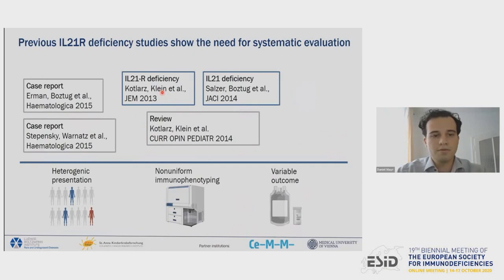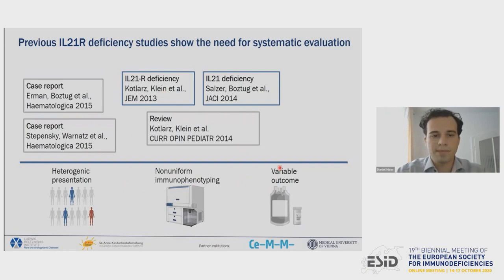In 2013 and 2014, the groups of Christoph Klein and Kahn Botzluck first demonstrated immunodeficiency caused by biallelic mutations in IL-21 receptor and IL-21 itself, respectively. In these two studies, patients presented with combined immunodeficiency affecting T cells, B cells, and NK cell lineages. The case studies that followed these initial publications showed that patients with IL-21 receptor deficiency display a wide range of clinical symptoms, heterogeneous immunophenotyping features, and a variable response to treatment.